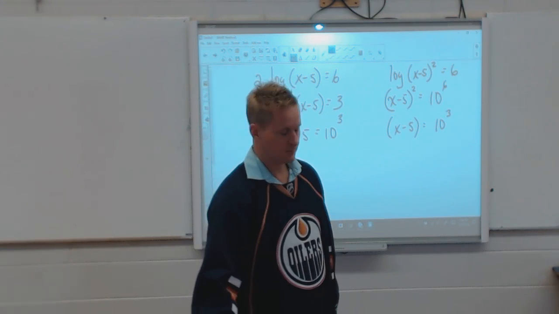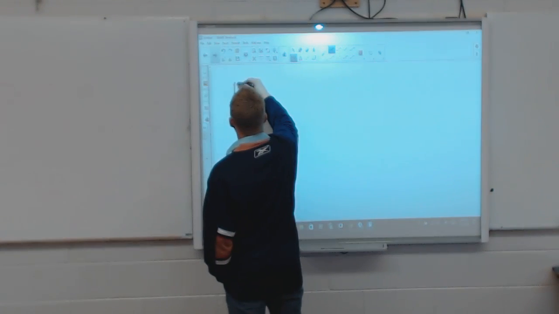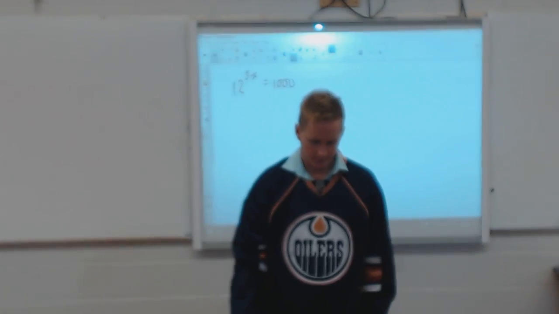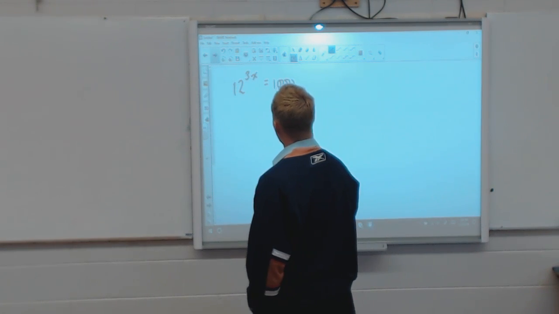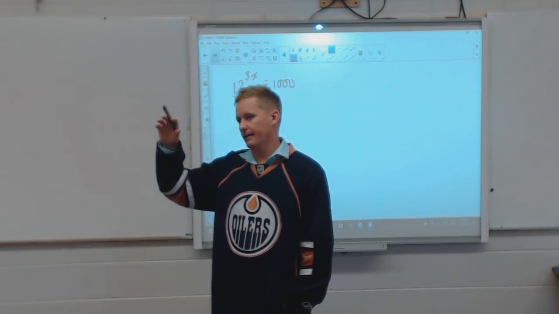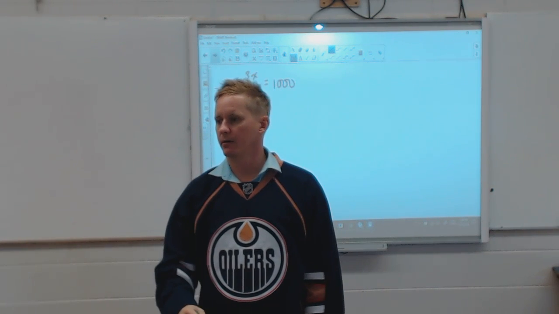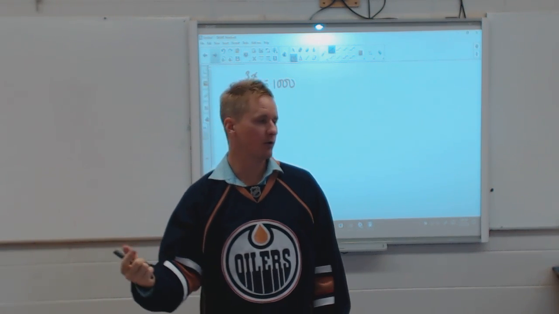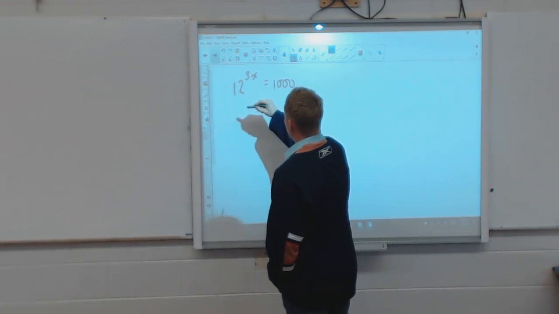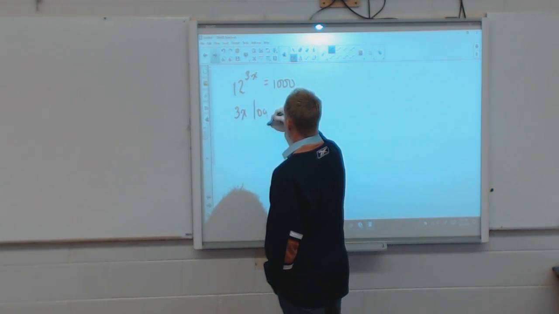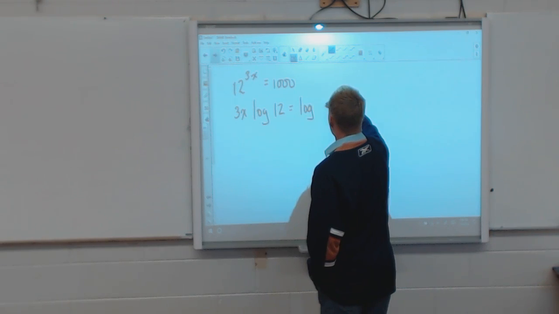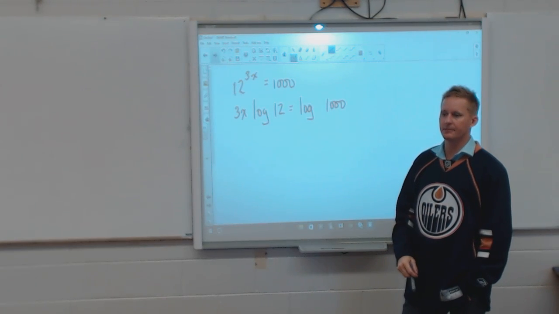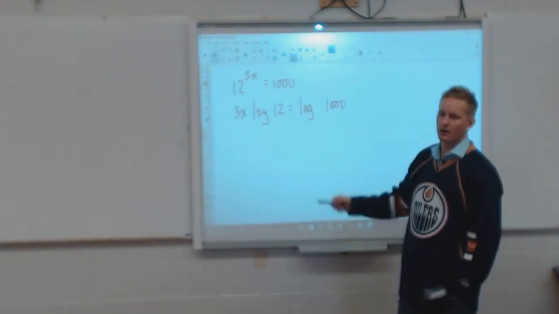Same page. Okay. So again, how do I get the variable from being the exponent? What do I have to do? I have to take the log. Whatever I do to one side, I have to do to the other side. So that's going to give me 3x log 12 is equal to log 1,000. I did 2 steps in one there. What's the log of 1,000?